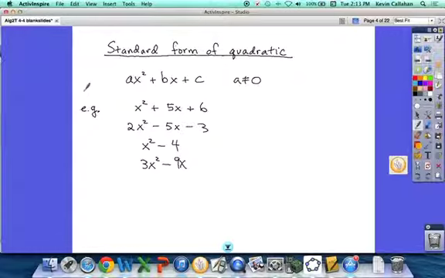No, I said a does not equal 0. A does not equal 0. So these are examples of quadratic expressions.